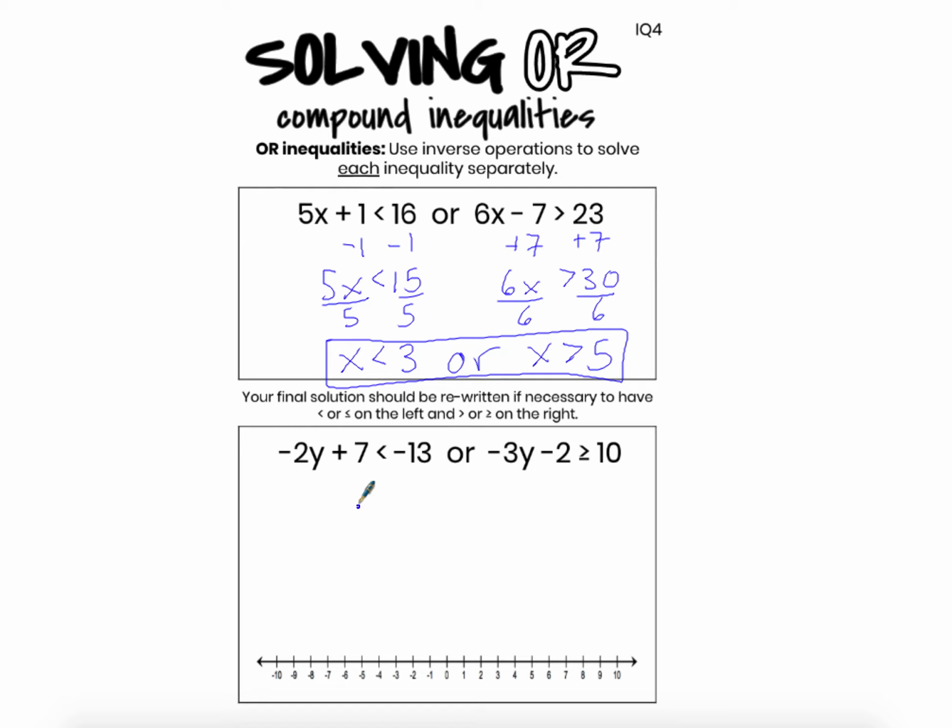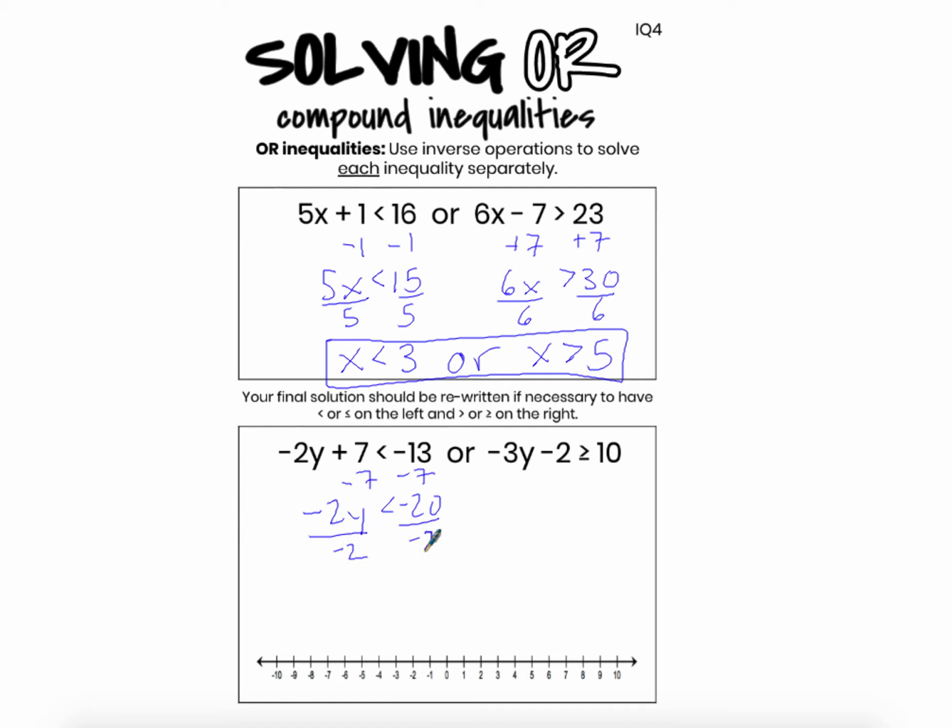Let's go ahead and solve the second one, which will involve flipping since we have negative coefficients. Negative 2y plus 7 is less than negative 13. We subtract 7 from both sides. Subtracting 7 gives me negative 2y is less than negative 20, but there was no flip because I subtracted. I did not multiply or divide by a negative.